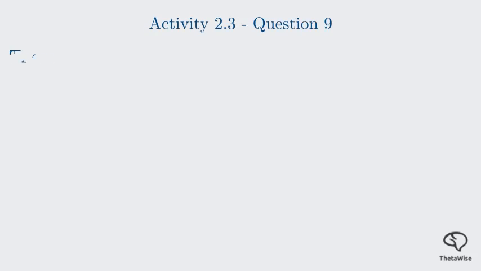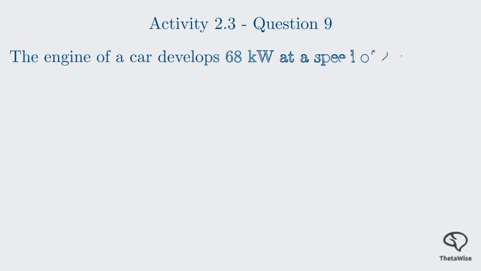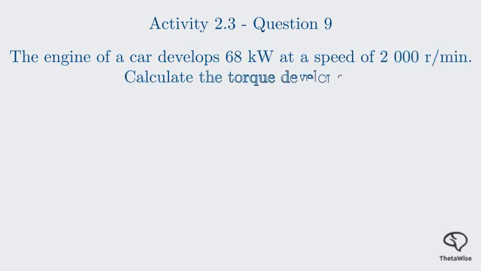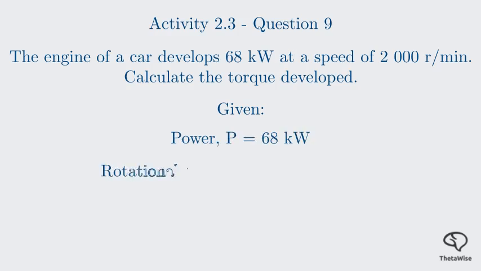Question 9 is a straightforward application of the power formula. The engine of a car develops 68 kilowatts at a speed of 2,000 revolutions per minute. Calculate the torque developed. We are given power and rotational speed, and we need to find the torque. Here's the given information. The power P is 68 kilowatts. The rotational frequency N is 2,000 revolutions per minute.